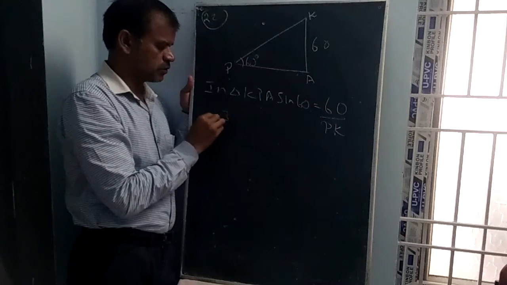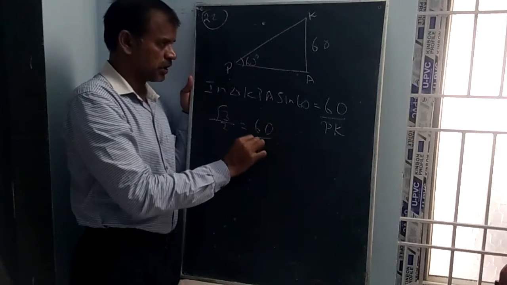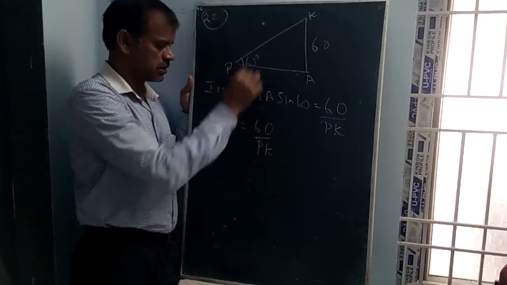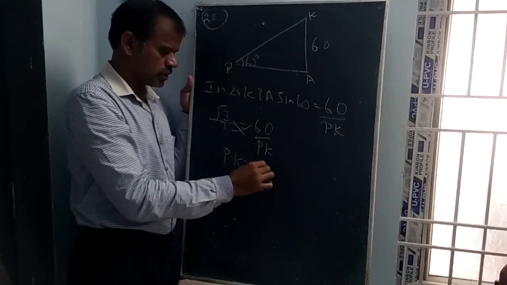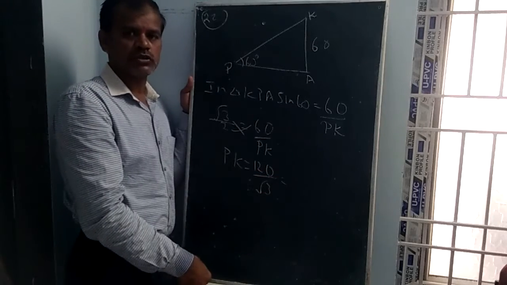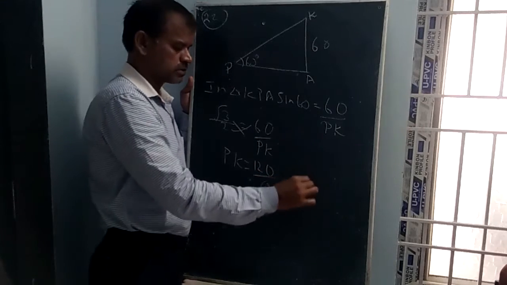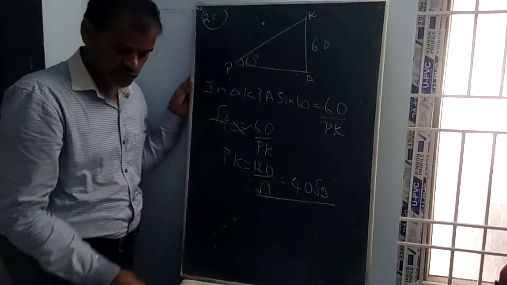Sin 60 value is root 3 by 2. Root 3 by 2 equals 60 by PK. PK is the length of the string. So calculate here: PK is equal to 120 by root 3. You can write this as 40 into 3, that is 40 into root 3 into root 3, divided by root 3. It becomes 40 root 3. 40 root 3 is the correct answer.